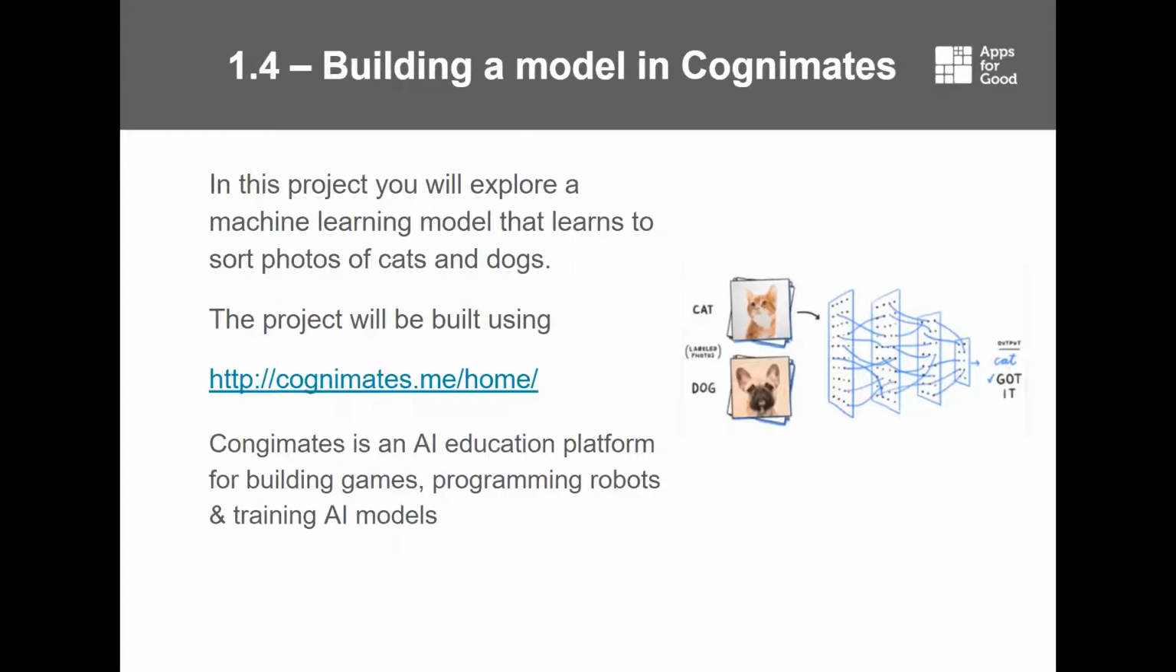To start to understand this process better, you're now going to build a machine learning model to sort images of cats and dogs using an application called Cognimates. Follow the step-by-step instructions on the next 6 slides to see how to do this.